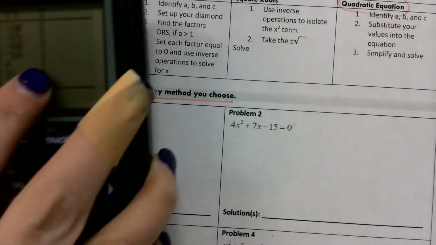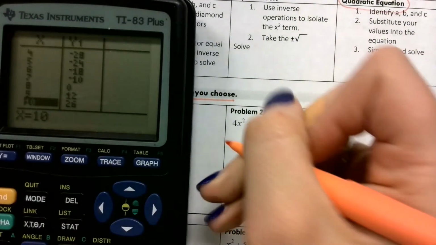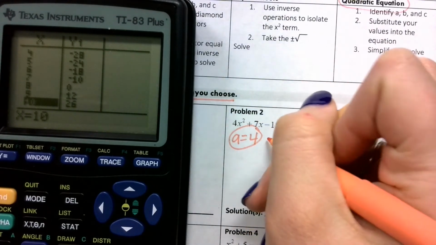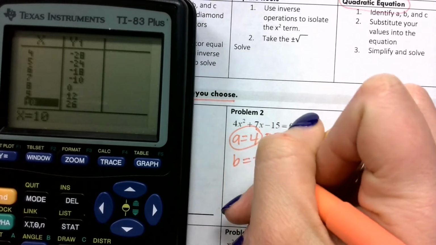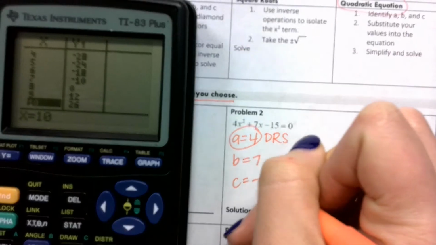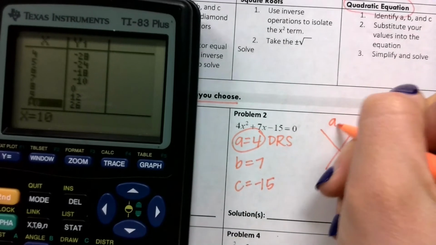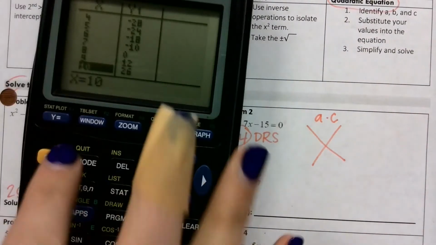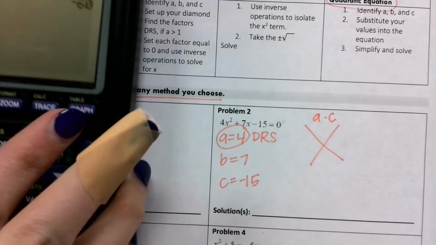Problem number 2. I'm going to do this one with factoring. A equals 4. I'm going to circle that because I know that I need to DRS at the end. B equals 7. C equals negative 15. Set up my diamond. A times C goes on top. A times C is 4 times negative 15. Negative 60.